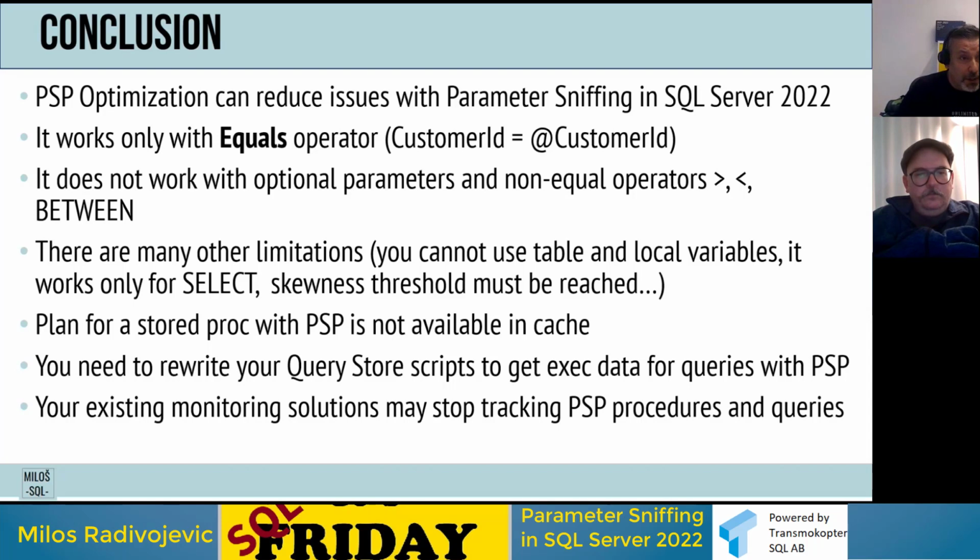It works only with the equals operator. You can forget greater than, less than, between. You can forget optional parameters. There are many other limitations: table variable, local variable. If this skewness threshold is not reached, it doesn't work. It works only for select. And you see issues with caching, so you cannot look at the plan in the cache. The plan disappears, and you have problems with Query Store, but you can somehow overcome these issues, and your existing monitoring solutions may stop working. So this is just a summary.